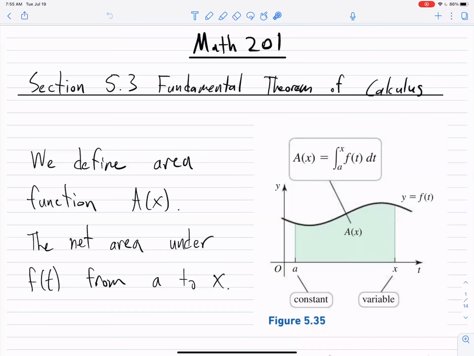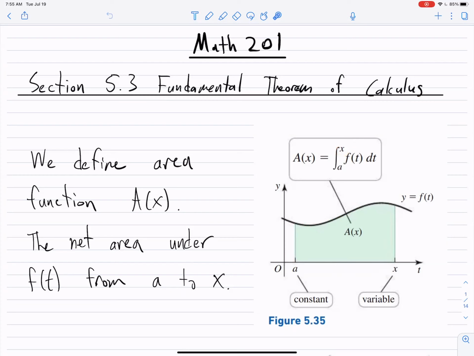Hello, Math 201. Welcome to today's lecture on the most important theorem in all of calculus, the Fundamental Theorem of Calculus, section 5.3. We've been talking up until this point about the idea of the area under a curve. When we gave it a name, it was called the definite integral. Now we're going to actually define it as a function by making one of the endpoints a variable.